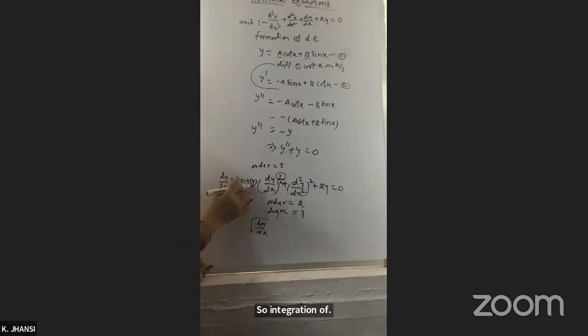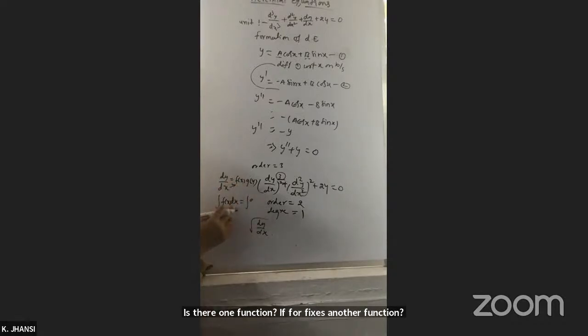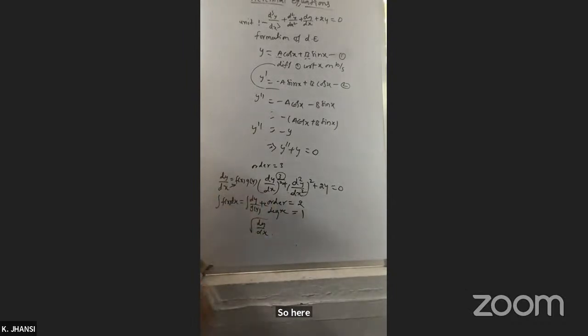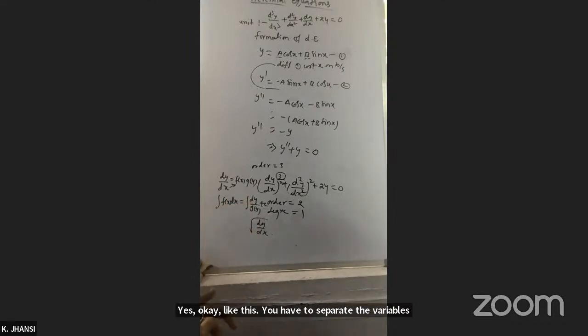g of y is one function, f of x is another function. If you do the cross multiplication, f of x into dx, we got one. Another one is the numerator, you should have dy, no? So here dy by g of y plus. Like this you have to separate the variables, then do the integration, then you can find the solution of the given problem.